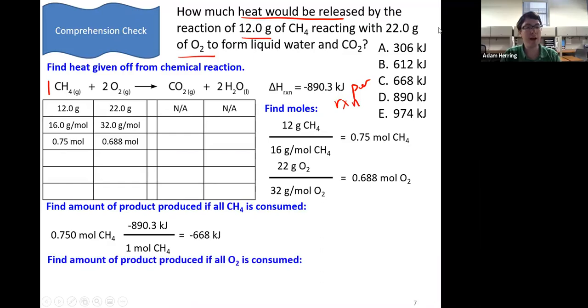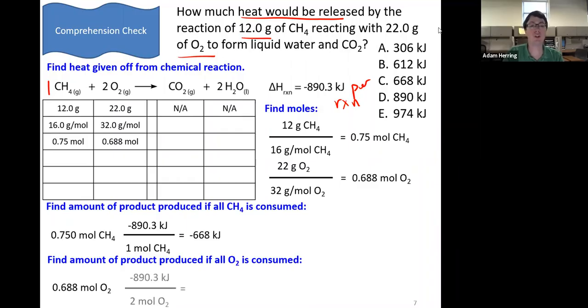Now, to find out how much we would produce if all of the oxygen was consumed, we have 0.688 moles of oxygen, and the ratio here is 890.3 kilojoules per 2 moles of oxygen. That would produce 306 kilojoules. So in the same way that we've evaluated before, what is our limiting reactant, we can evaluate here that oxygen is our limiting reactant because it would produce less heat.